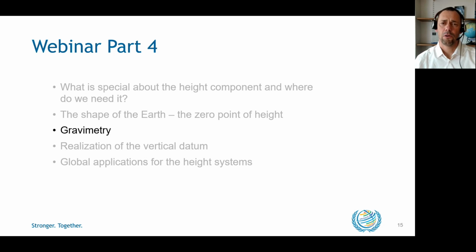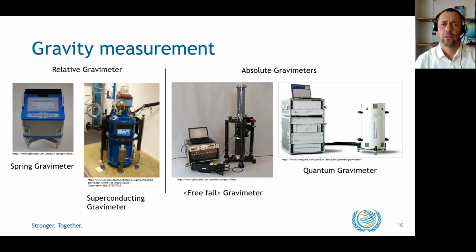Now, as we have learned the theory behind the height system, we can turn to gravimetry. As already explained, the physical shape of the Earth, the geoid, is defined by a surface of equal geopotential. Therefore, to determine the geoid numerically, we need to measure the gravitational force of the Earth. On the slide, you see different gravimeter types for this purpose.